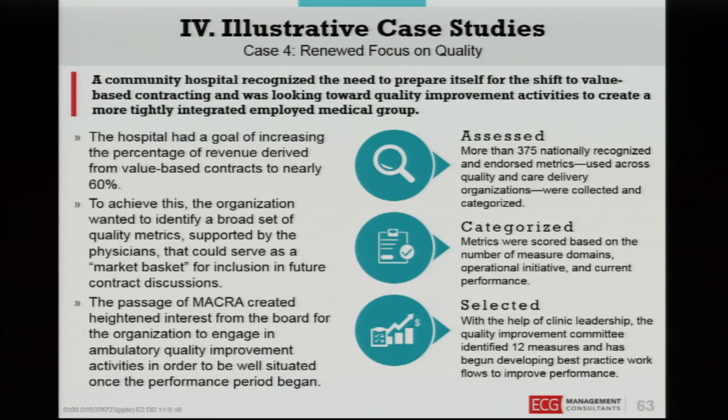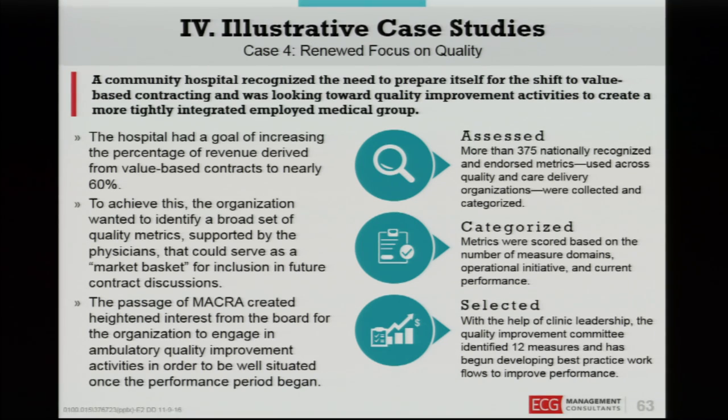Ultimately their goal was to increase the percentage of revenue from value-based contracts to nearly 60%. So they were all in. They decided we're going to be a value-based organization. Here's how we're going to do it, and they realized that they weren't where they needed to be in terms of their quality metrics, and MACRA was coming too. So it created heightened interest in getting on with this.